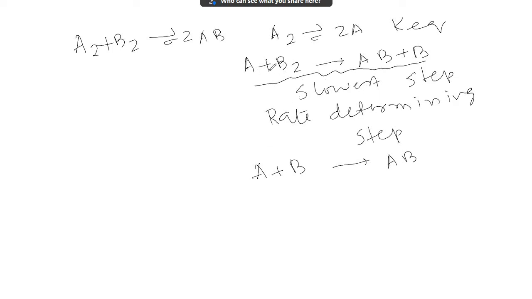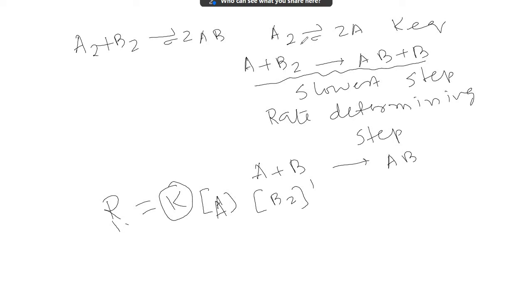The relation between rate and the concentration of the species can be written this way. Rate is equal to K, where K is called the rate constant, into the slowest step. It is A to the power 1 into B2 to the power 1. In the slowest step, one A takes part and one B2 takes part. So rate is equal to K, A to the power 1, where A is the atomic species, into B2 to the power 1.